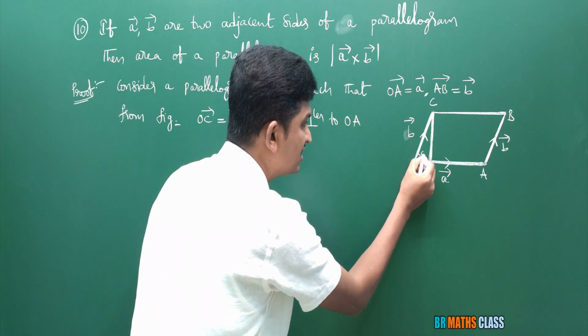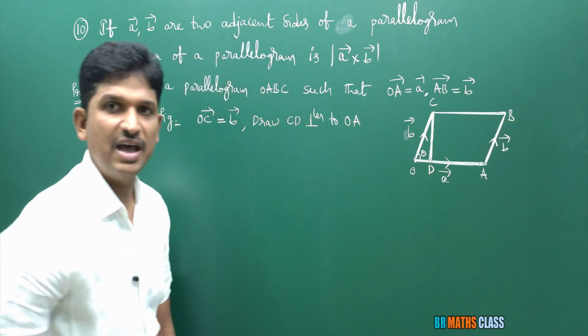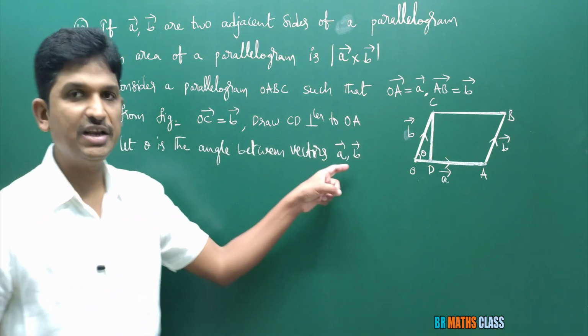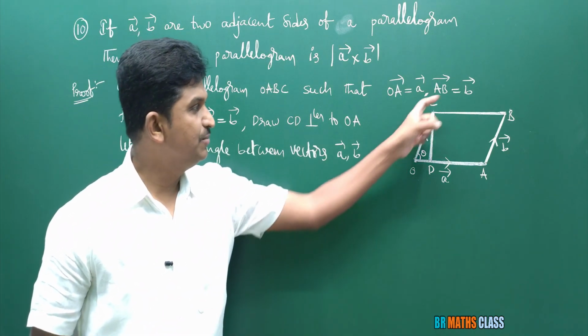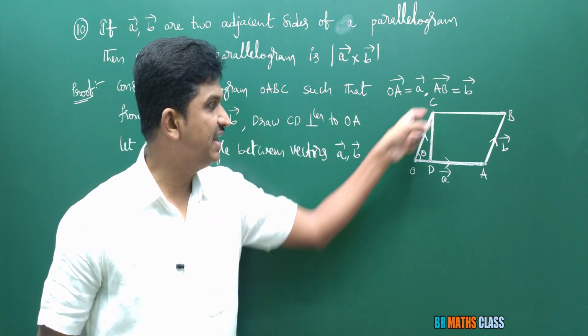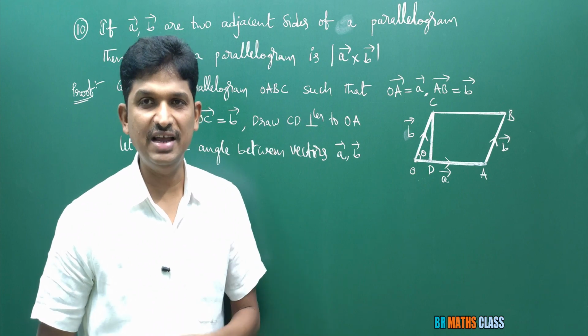I'll consider this is theta. Let theta be the angle between the vectors A bar, B bar. You can observe, as CD is perpendicular to OA, the triangle OCD is a right angle triangle.